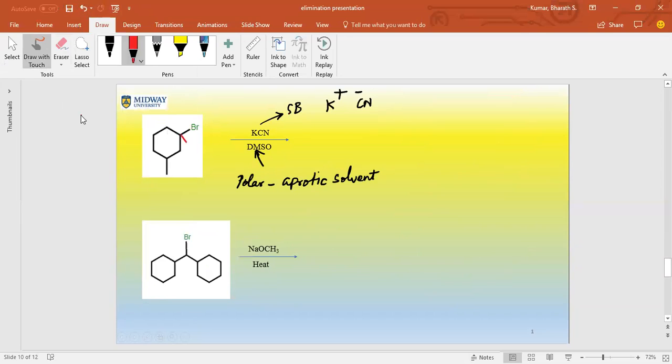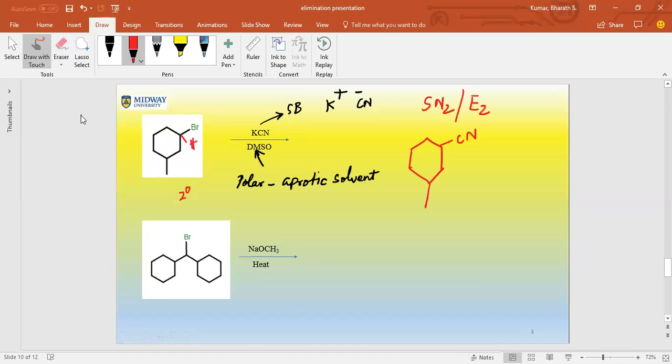Okay, this is a secondary alkyl halide, right? And a strong base, which means there is a higher chance we will have both the SN2 product and an E2 product. Because there's no heat, we have an equal chance of both being there. So let's look at the SN2 product. If it is an SN2 product, then all we have to do is get rid of the Br and throw in the CN there.